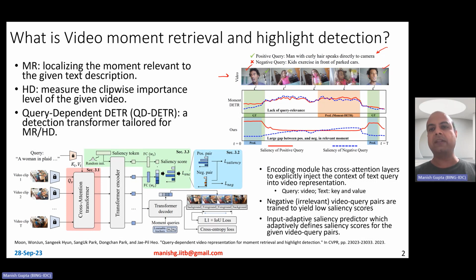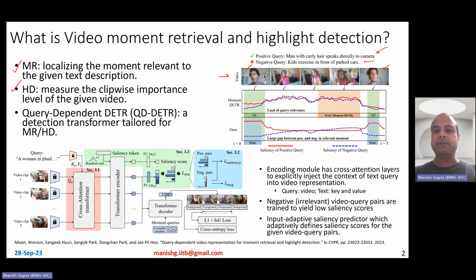Now, similarly, if you look at the other query, kids exercise in front of parked cars. There are no kids exercising in front of parked cars in that scene, and therefore this video is not really relevant for this query at all. Okay? So more formally, the moment retrieval problem is essentially about localizing the moment relevant to the given text description, and the highlight detection problem is to measure the clip-wise importance level of the given video.